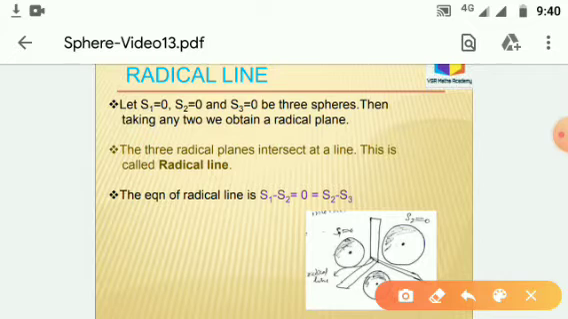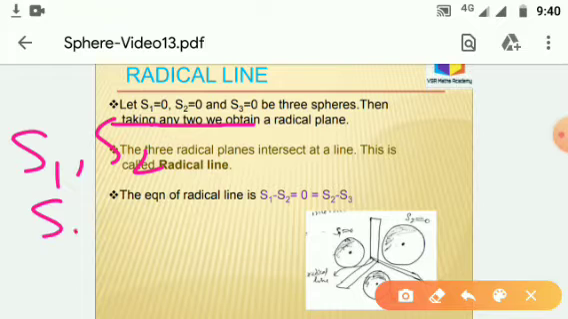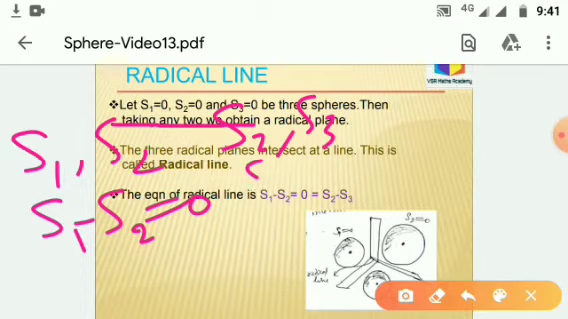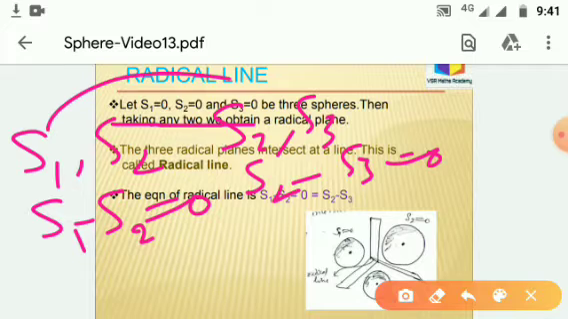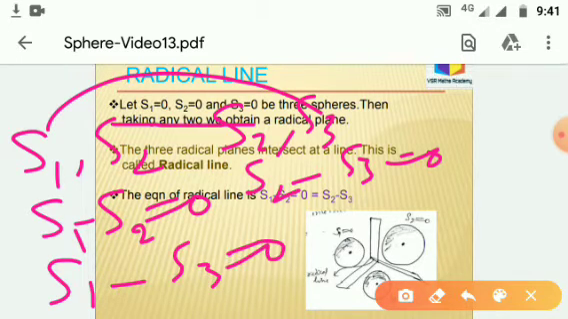Suppose S1 = 0, S2 = 0, S3 = 0 are three spheres. By taking any two, suppose you take S1 and S2, you will get a radical plane like this: S1 - S2 = 0. If you take S2 and S3, the radical plane is S2 - S3 = 0. If you take S1 and S3, then the radical plane is S1 - S3 = 0. So you will get three radical planes like this.